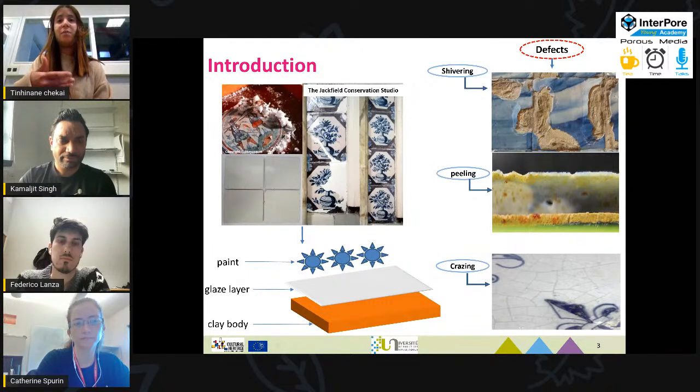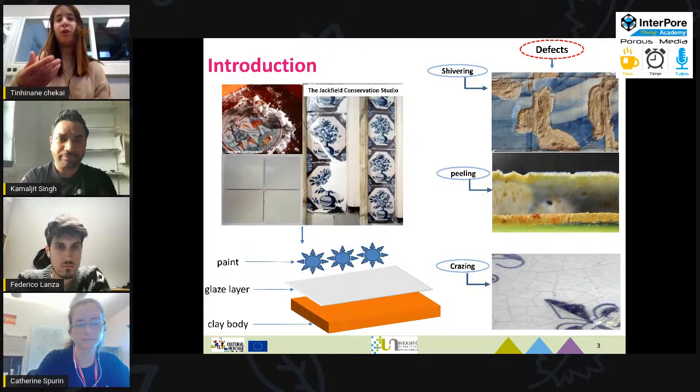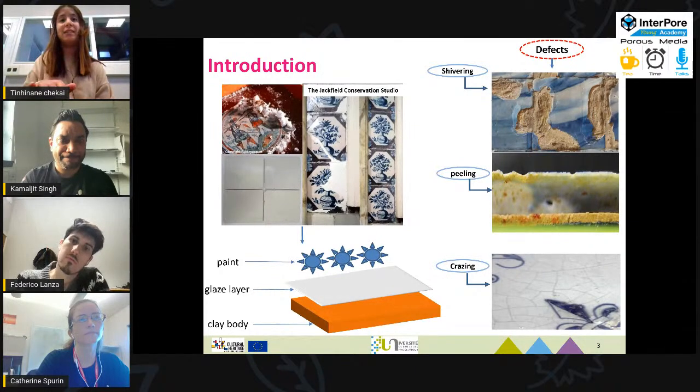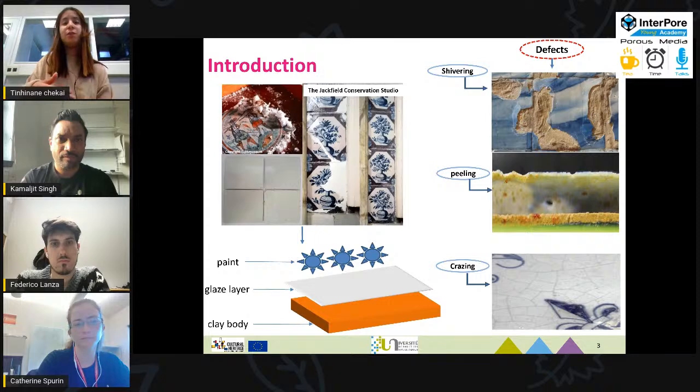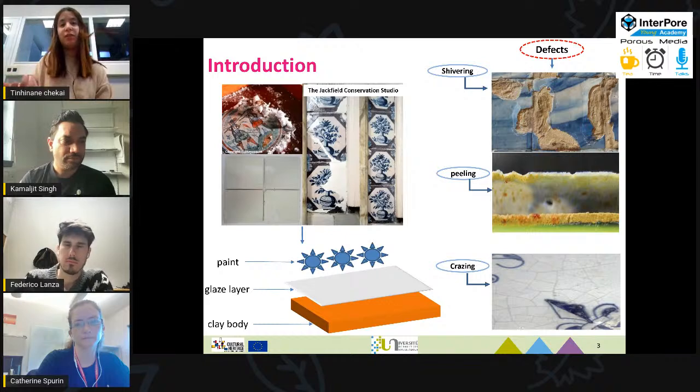The damage that occurs in these tiles is mostly represented by these three types. We have shivering, which is the removal of the glaze layer with a part of the clay body. We have peeling, which is a clean removal of the glaze. These two damages are caused by salt crystallization. But sometimes we have crazing, which is little cracks on top of the glaze, caused by manufacturing defects. So it was bad manufacturing which causes this kind of damage.